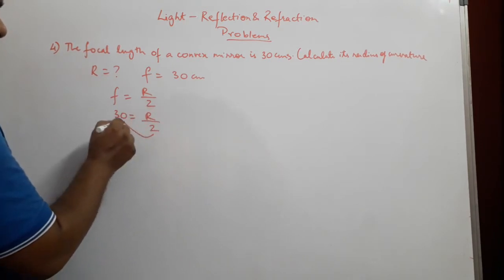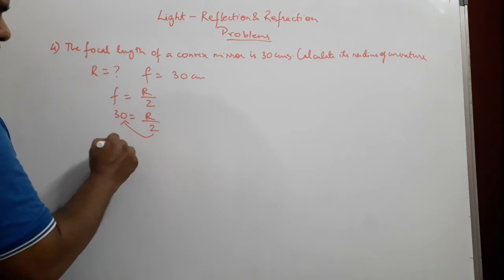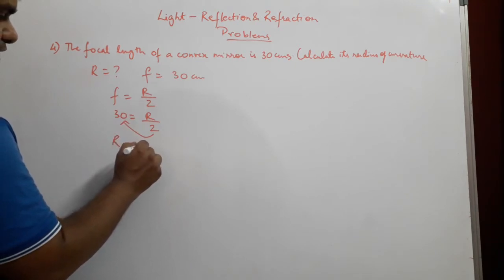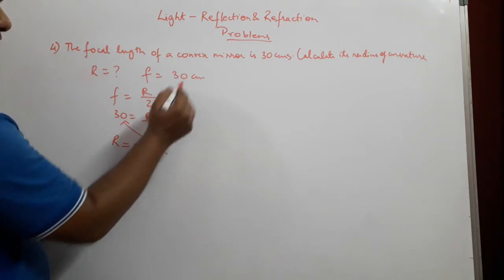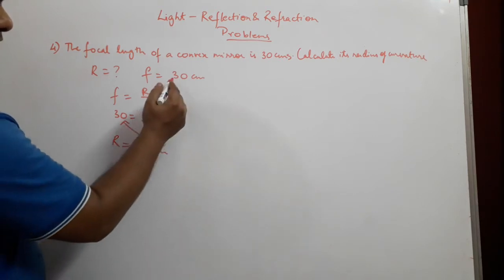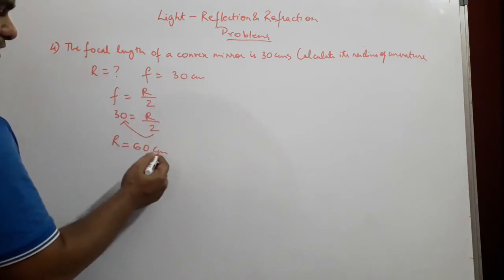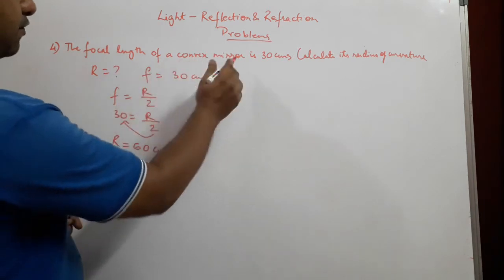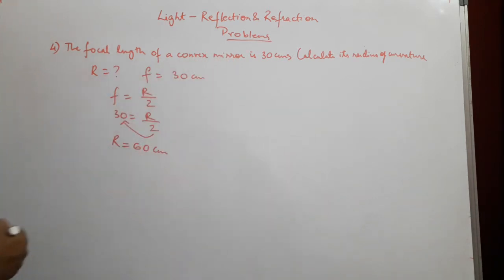So in this case we multiply 2 into 30 and we will get our radius of curvature, which is 60 centimeters, because f is 30 centimeters, so the units will be centimeters. So the radius of curvature for that particular convex mirror is 60 centimeters.